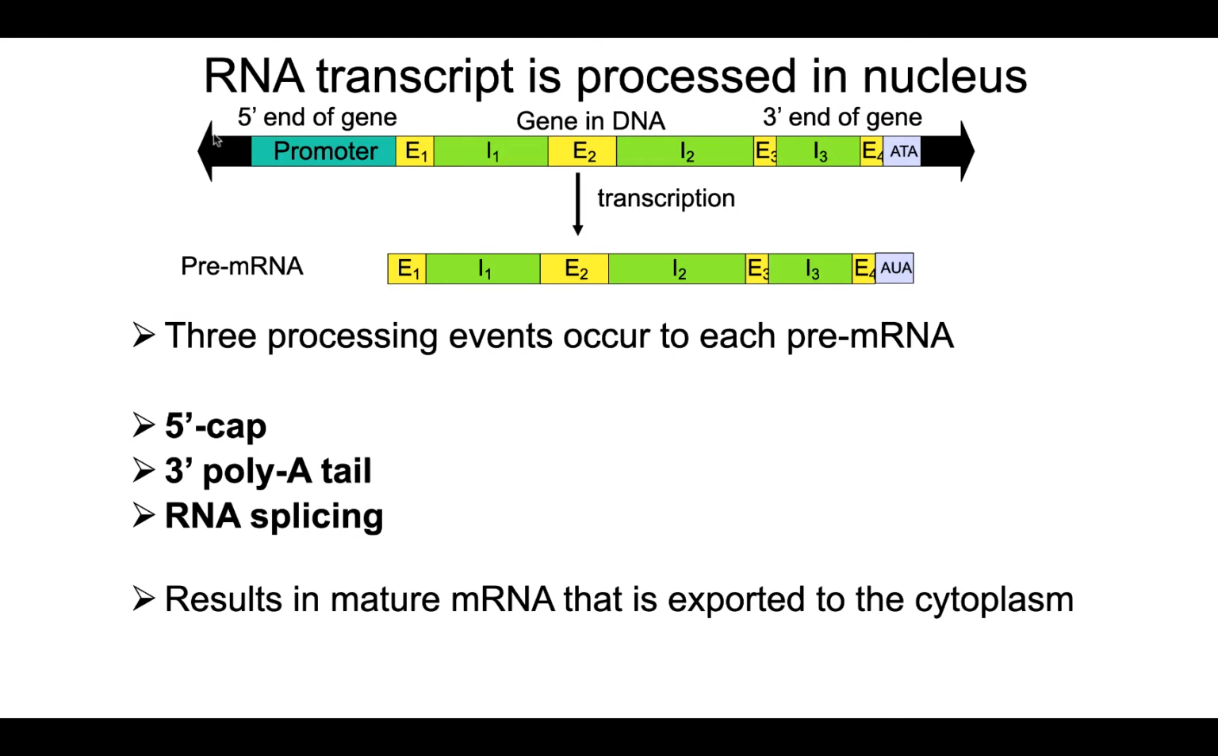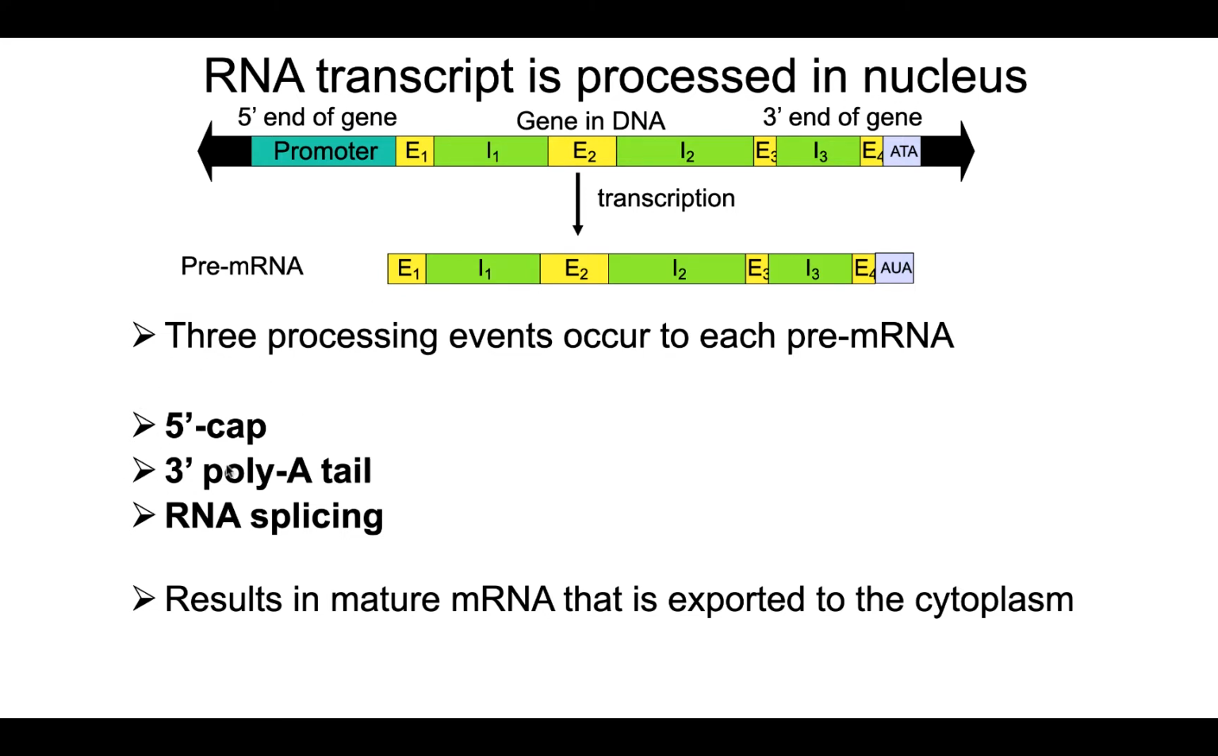So here is the gene within the DNA. It had the promoter, it had exons, introns, it had that polyadenylation signal sequence. And here is the product, the immediate product of transcription, where the introns are still in and that poly A signal sequence is still in there as well. Notice the promoter does not get transcribed. So this is a pre-messenger RNA, and there's 3 processing events that need to occur.